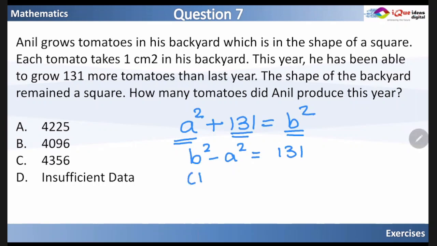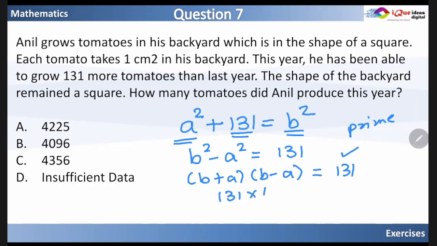So b plus a into b minus a will be equal to 131. So 131 is a prime number. So this can only be 131 multiplied by 1 is 131. I cannot get any other two factors for 131 because 131 is prime. So b plus a is 131 and b minus a is 1.